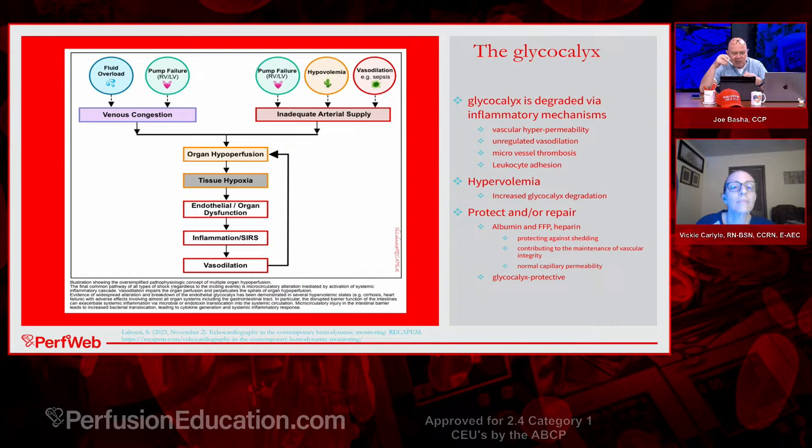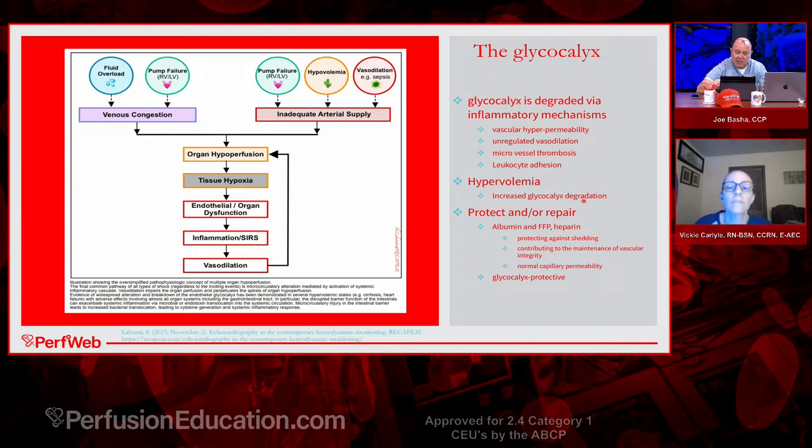So this is a very simplified, oversimplified diagram. But first, let's look at the right side. The glycocalyx is degraded via inflammatory mechanisms. We talked about the various things, but you get vascular hyperpermeability, upregulated vasodilatation, vasoplegia if you will, microvessel thrombosis. I'm going to show you some really cool videos about this, and leukocyte adhesion. And that's a real problem when you get leukocyte infiltration into your capillary wall and leaving and getting into the interstitial spaces.